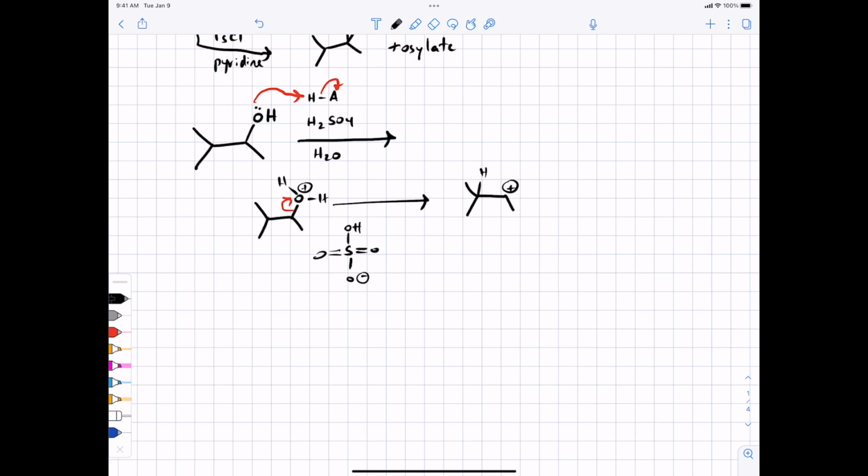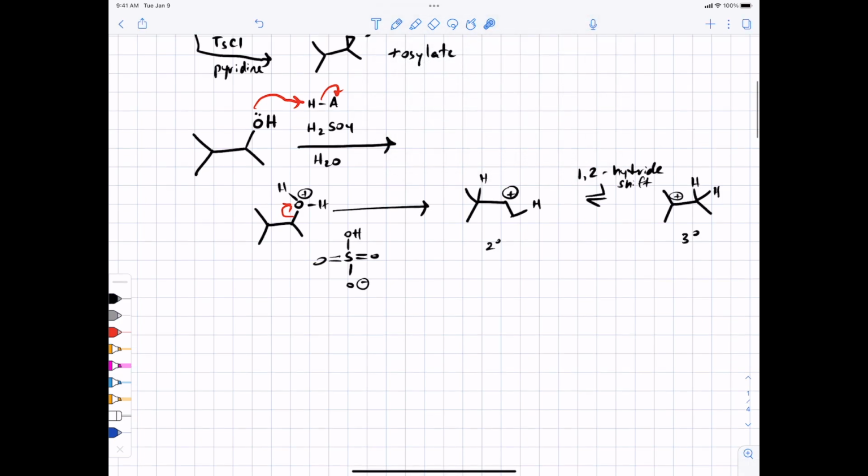At that stage, you should beware the possibility of 1,2 hydride shift because you have a tertiary carbon adjacent to a secondary carbocation, and if you did the rearrangement, you could convert that secondary carbocation into a more stable tertiary carbocation.